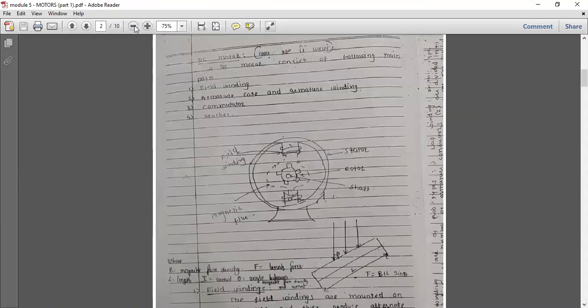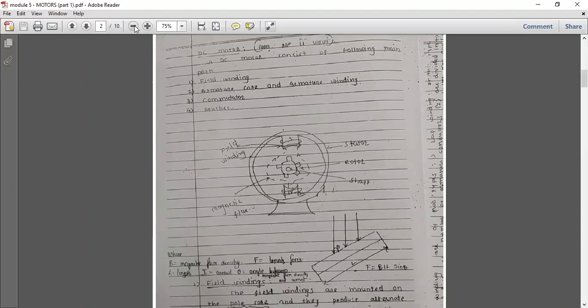Now, everyone knows what an actual diagram of a DC motor looks like, where everything is included, called a rotor, where you can see a shaft, then a rotor, stator, magnetic flux, field winding. Over here, armature, core, commutator, brushes. Everything is included in a normal diagram of your motors.